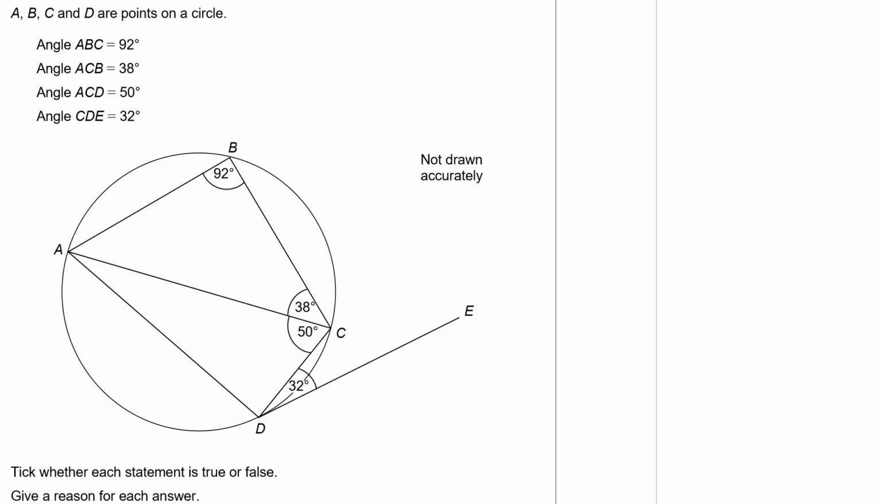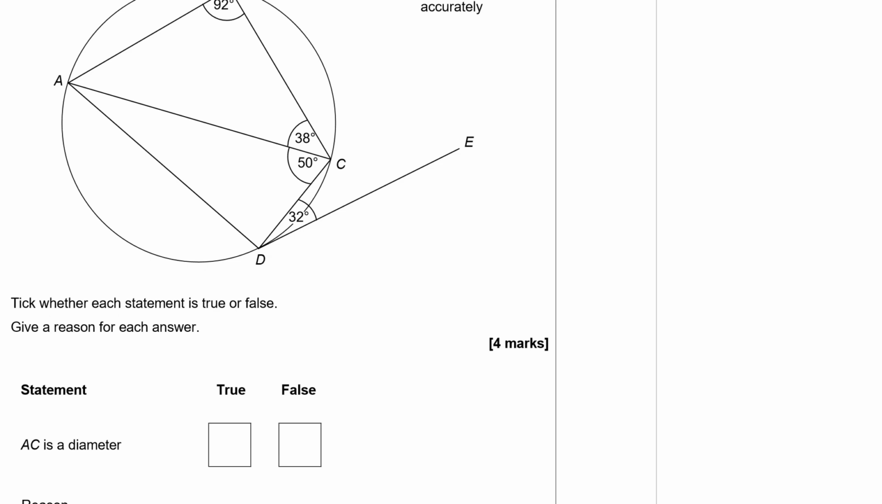In 24, we've been given quite a complex diagram with a circle and lots of other angles added in, and we're asked a series of questions. We need to decide whether or not they're true or false. So first up, the first question asks, is it true or false that AC is a diameter?